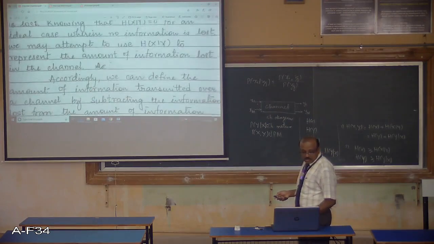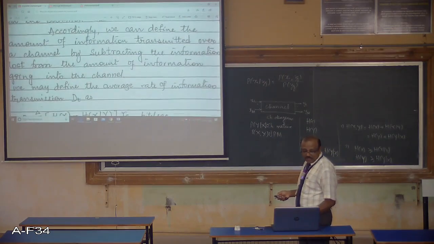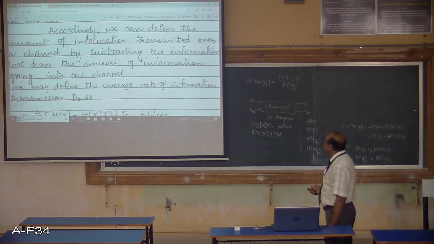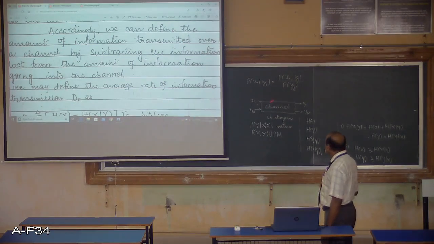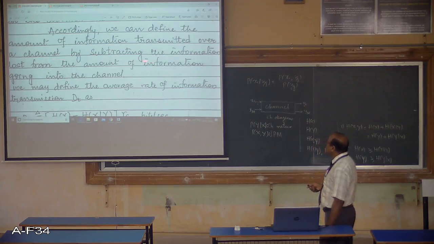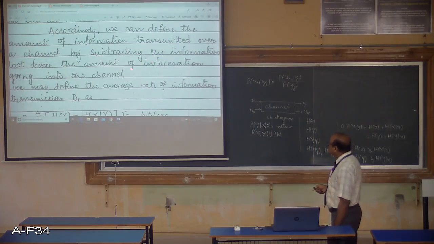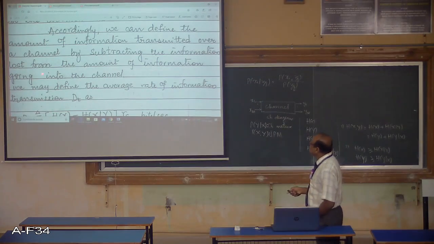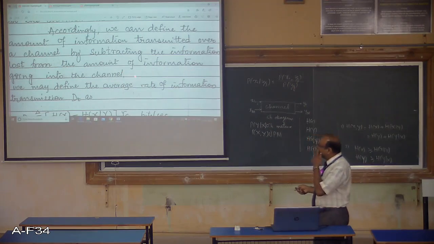So we can define the amount of information transmitted over a channel as what is inputted minus what is lost. What is inputted minus what is lost is what is available at the output. So we can define the amount of information transmitted over a channel by subtracting the information lost in the channel from what is fed.